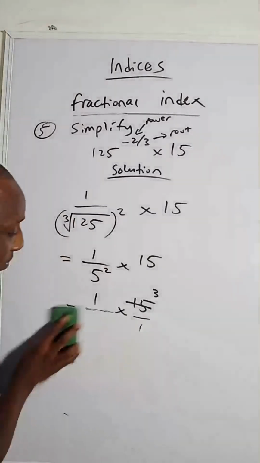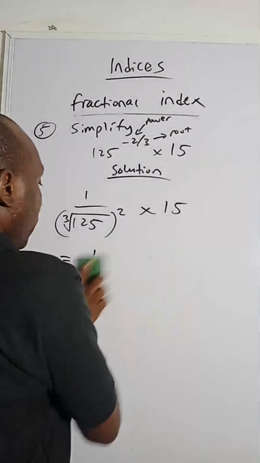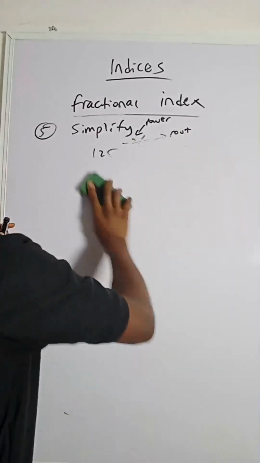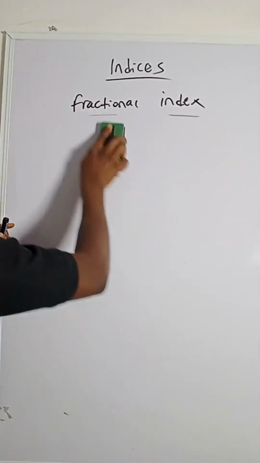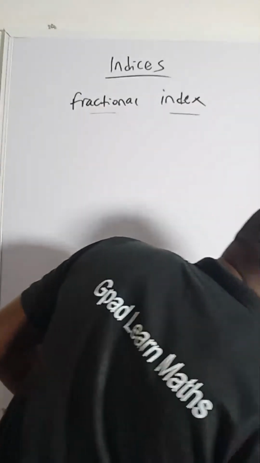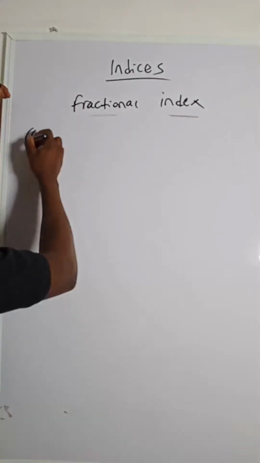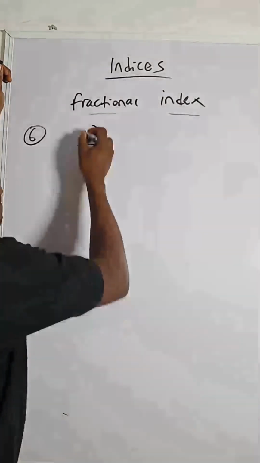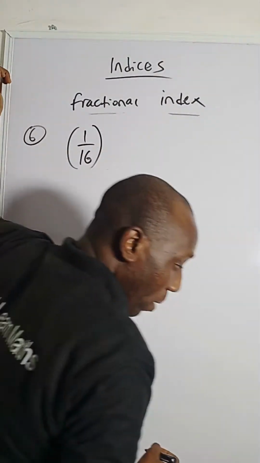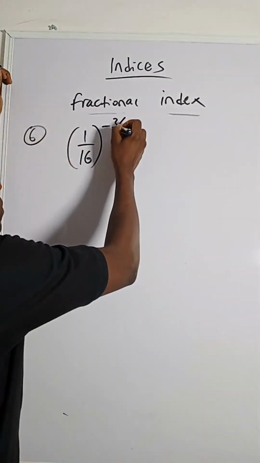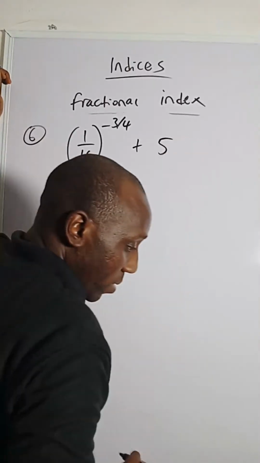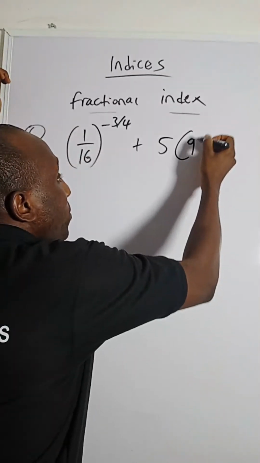All right, let's move on. Number 6, we have 1/16 all raised to the power of -3/4 plus 5 in bracket 9 raised to the power of 0.